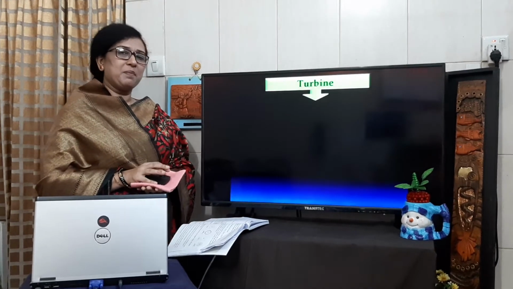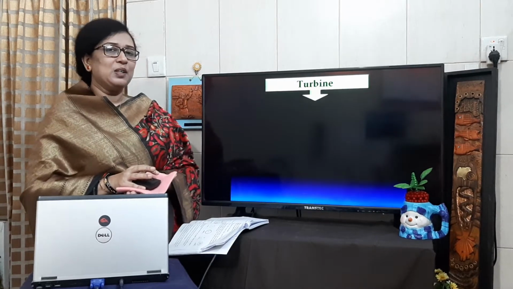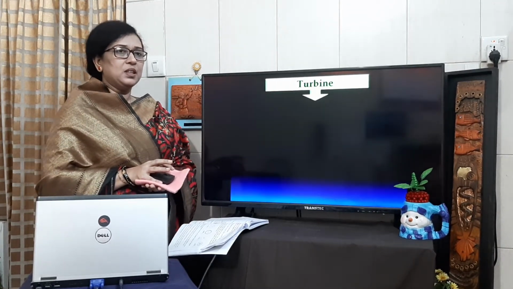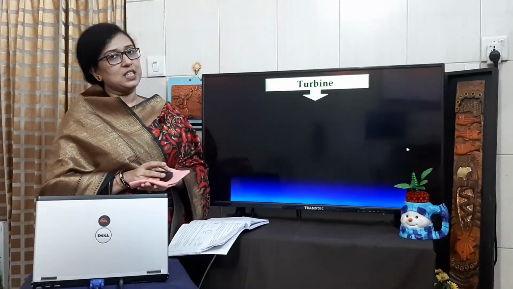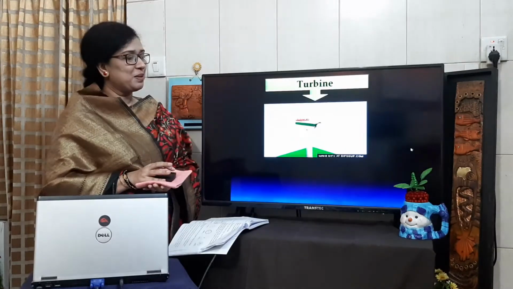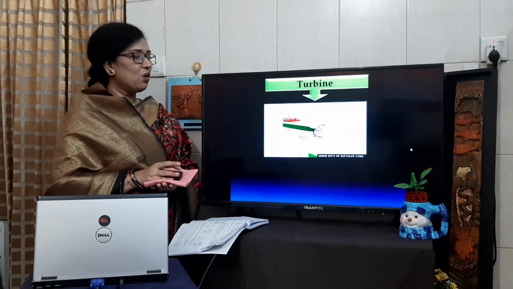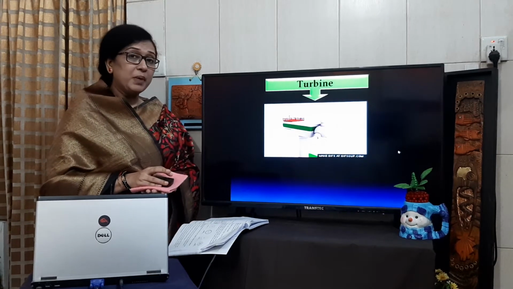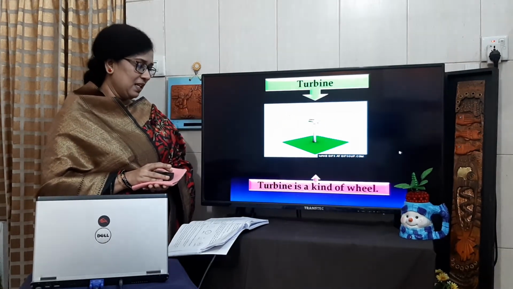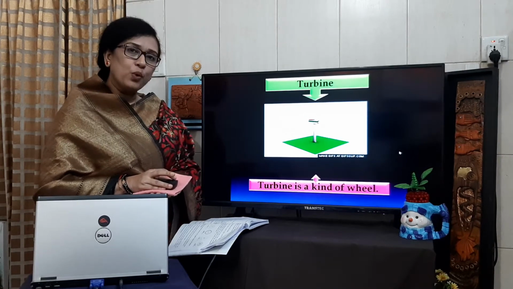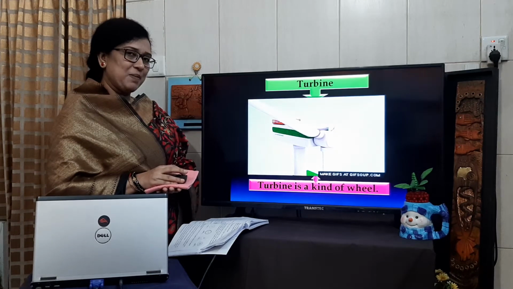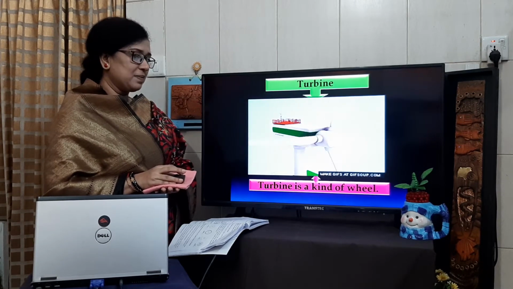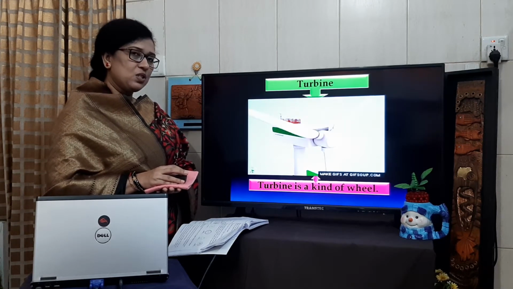The next one is turbine. We know that we get electricity from the flow of water, and the turbine helps us to make electricity. So this is a turbine, and we can also use it in a windmill. Clear? Turbine is a kind of wheel. Look at this turbine. And this is used in a windmill.